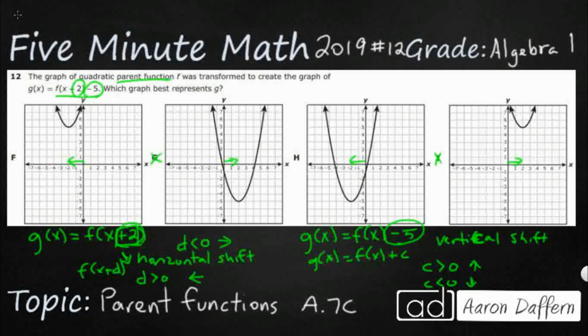So since we've got a negative 5 here, it looks like it's going to shift down 5. And you see this one right here, this f, this actually shifted up 5. This g shifted down 5, but it went the wrong direction. So I'm thinking it's going to be this h, because it shifted to the left because of the plus 2, and then it shifted down with a negative 5, knowing that that plus 2 is opposite of what it should be. So let's plug this into the graphing calculator to double check.